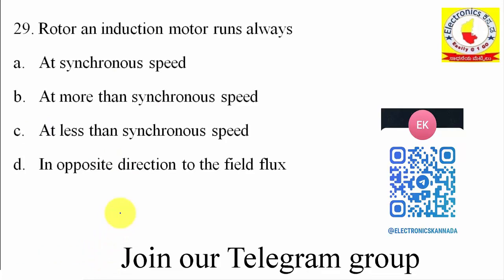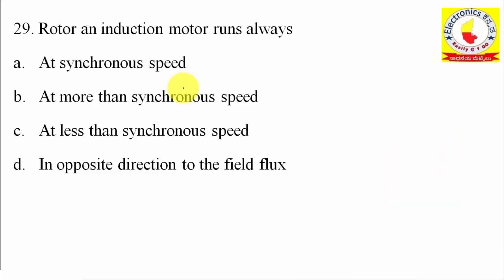A rotor in the case of an induction motor always runs in. We know that we will have a rotor as well as a stator, right? When the rotor catches the speed of the stator, at that time we say they both are synchronized. But in the case of an induction motor, the rotor speed will always be less than the stator speed. That means it runs at less than the synchronous speed. So slip always exists. So option C is going to follow.